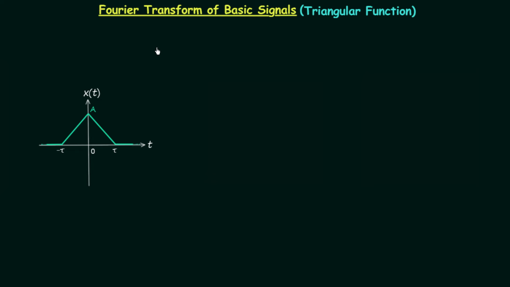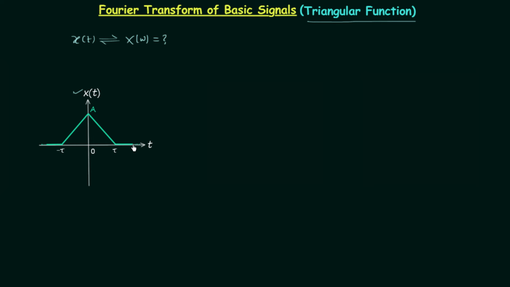In the previous lecture, we calculated the Fourier transform of rectangular function, and now in this lecture, we will calculate the Fourier transform of triangular function. And we have taken the general case of triangular function and we have represented the function by x(t). So the time domain signal is x(t) and we will calculate its Fourier transform X(omega).